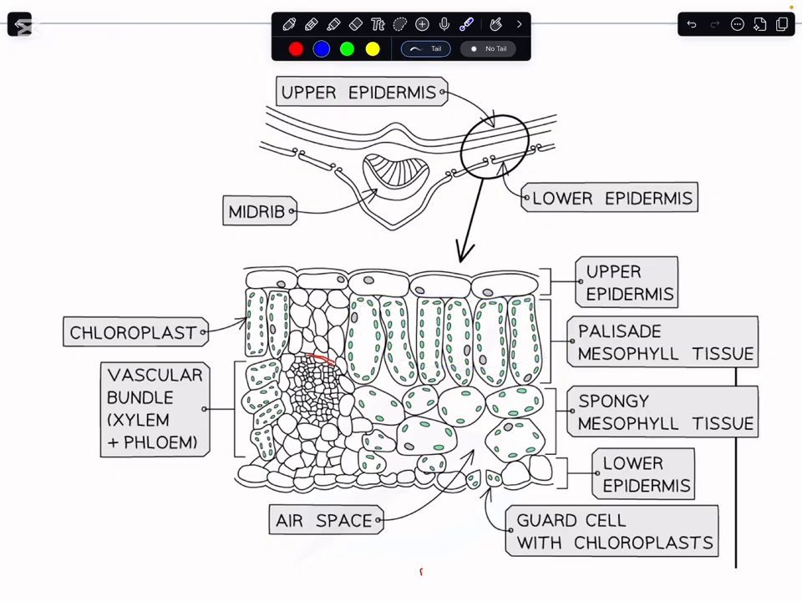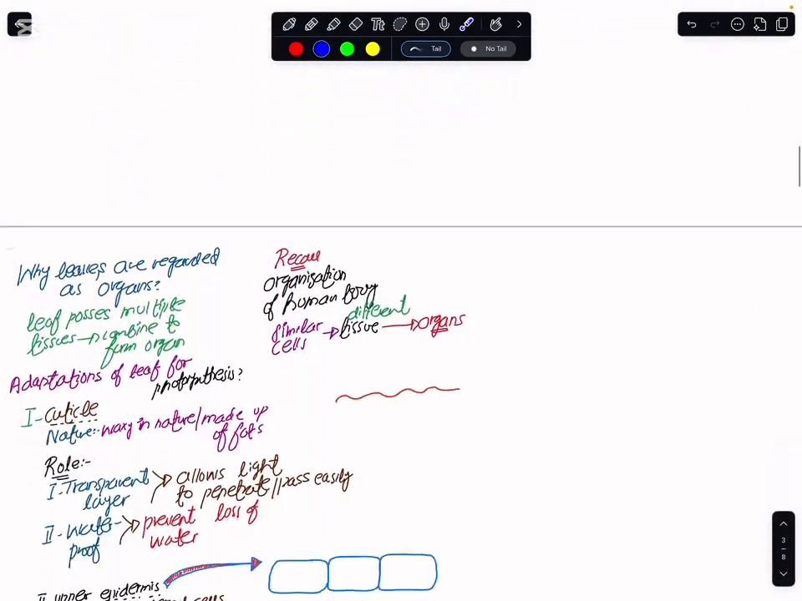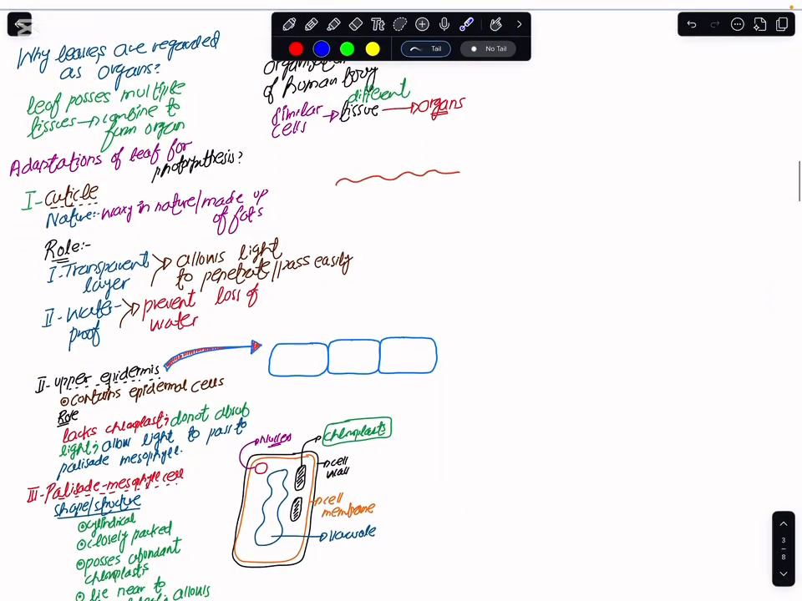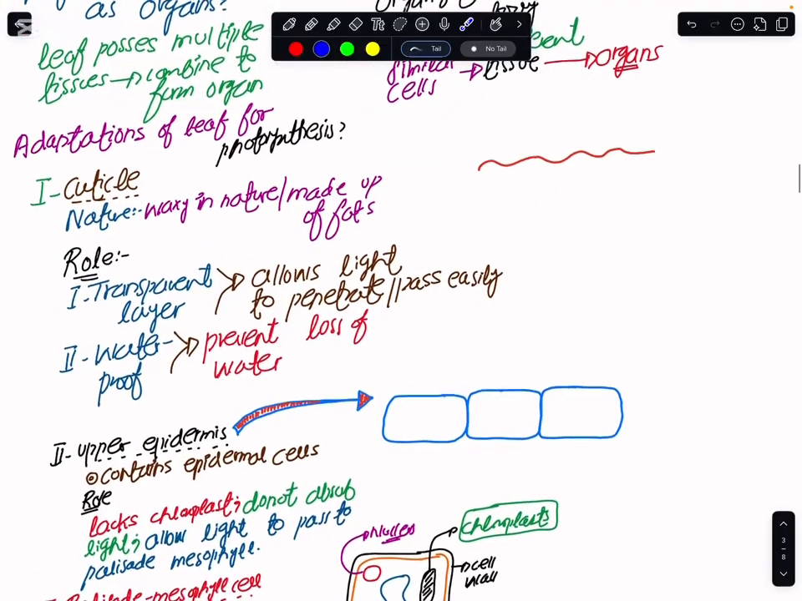palisade tissues, then we have these spongy mesophyll cells combined together, so they would make the spongy mesophyll tissue. And likewise, we have the lower epidermal tissue at the bottom. So you see that here we have multiple tissues. When these multiple tissues combine with one another, they make the leaf as an organ overall. And that organ has one role to perform, and that is photosynthesis. Now, we will see each and every part of this leaf that contributes to the photosynthetic process.